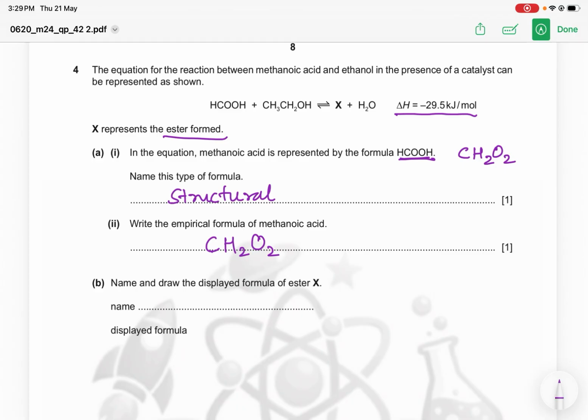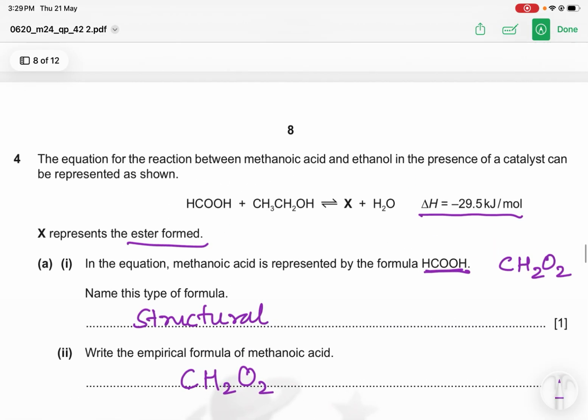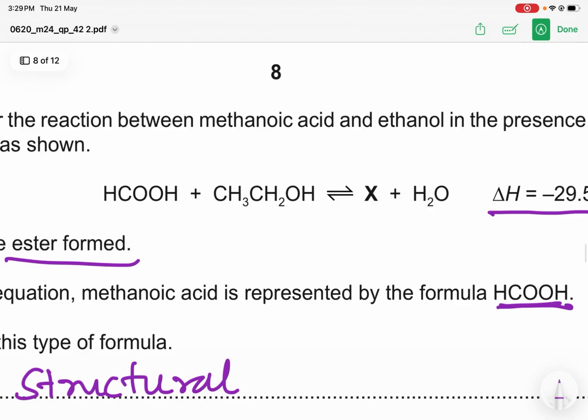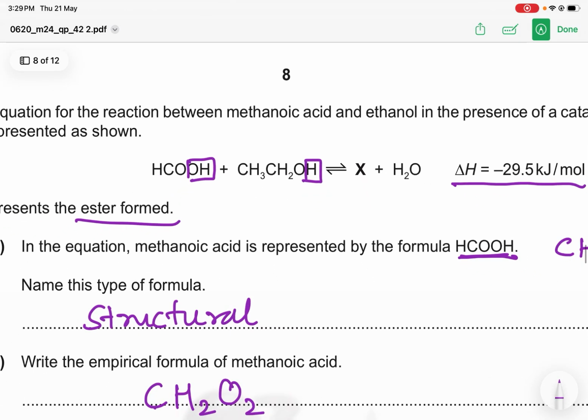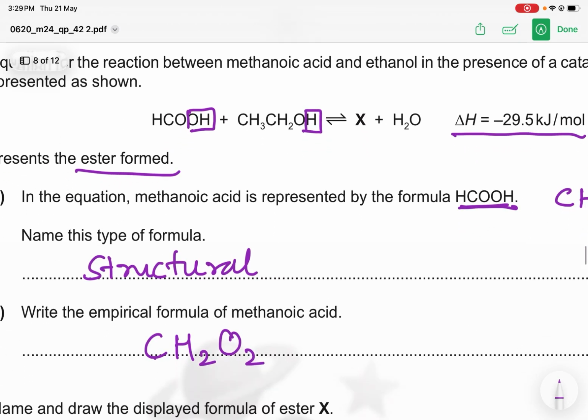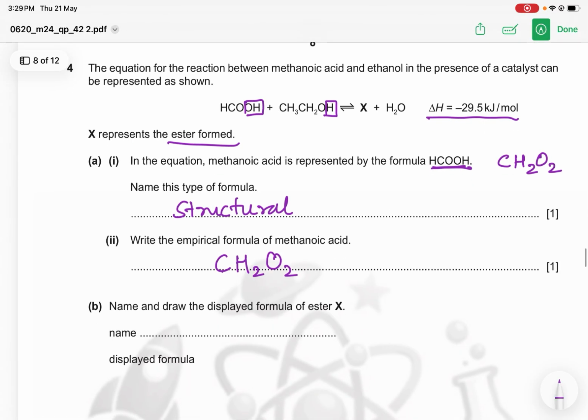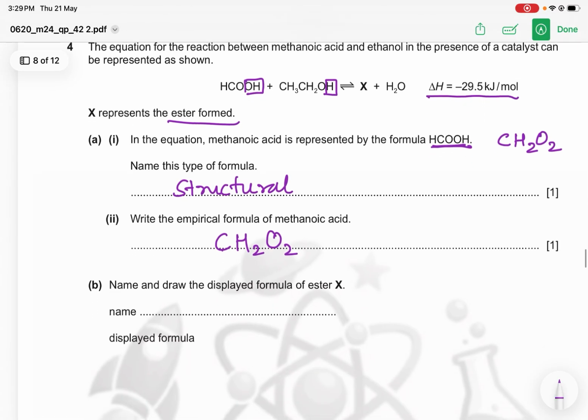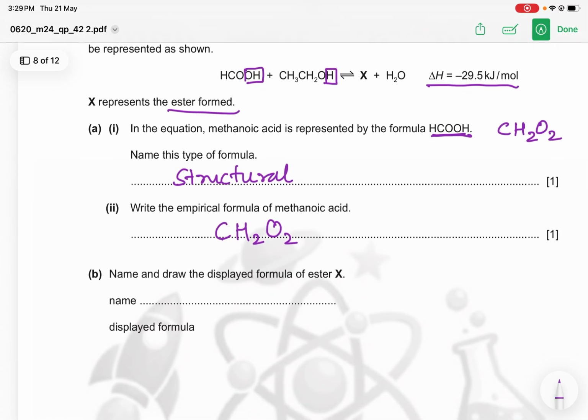Next, name and draw the displayed formula of ester X. Here we have methanoic acid and ethanol. From methanoic acid, we are supposed to remove this OH, and from ethanol, we are supposed to remove the hydrogen. Whatever we have, we are just going to connect these two together. So we have to make a displayed formula here.